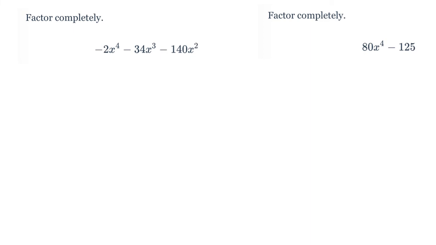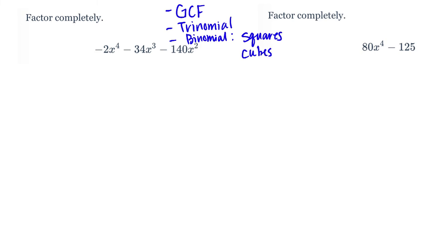Okay, this last section sort of combines everything. So you want to check for a GCF. First, if it's a trinomial, you'll use that box. And then if it's a binomial, it's going to be either a difference of squares or it's going to be a sum or difference of cubes. So that's kind of like combining all of it together.